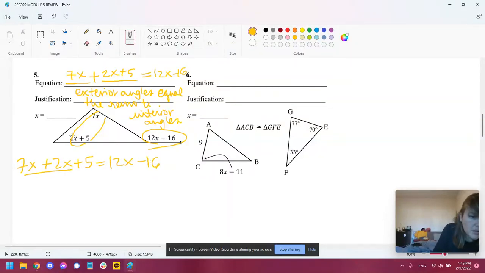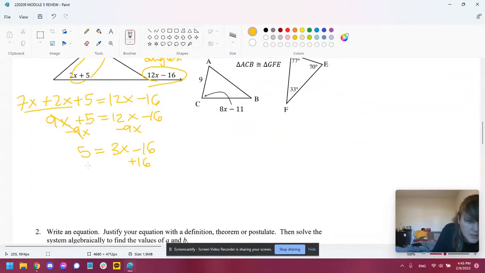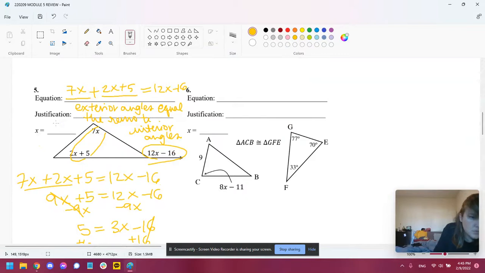I'm going to simplify these on this side before I get going. Then I'm going to subtract 9x from both sides to get all the x's together. I'm going to add 16 to both sides to get all the numbers together. And then I'm going to divide by 3 to get x by itself. 7. There we go.